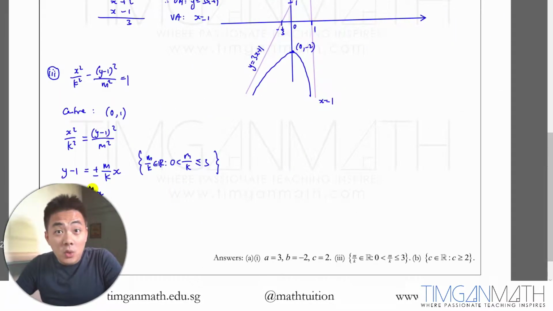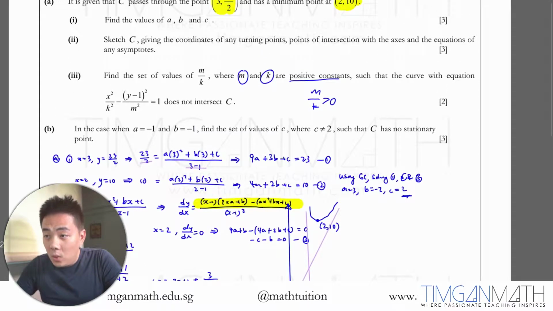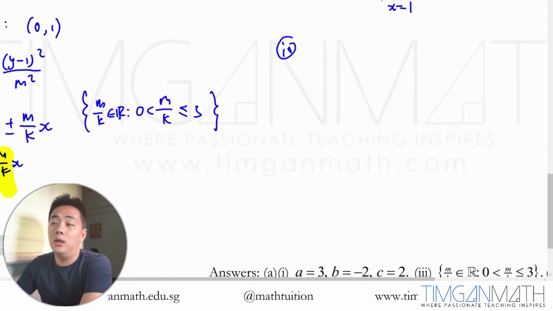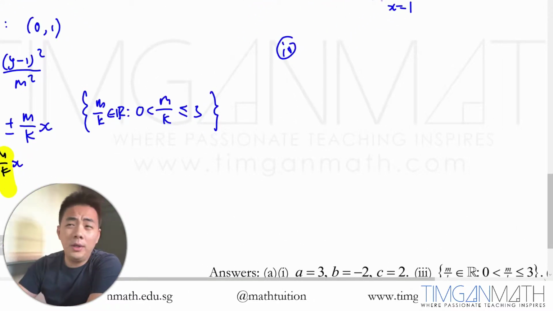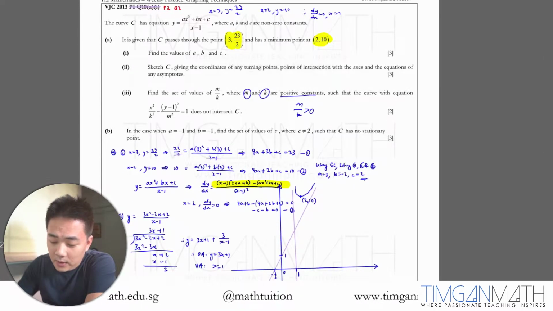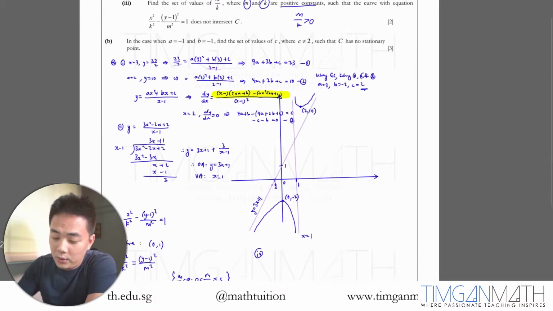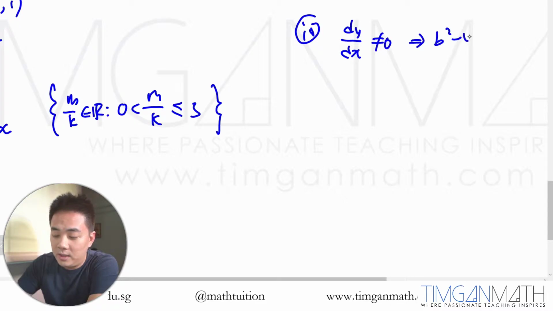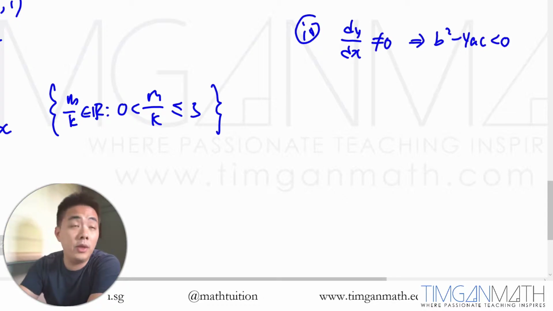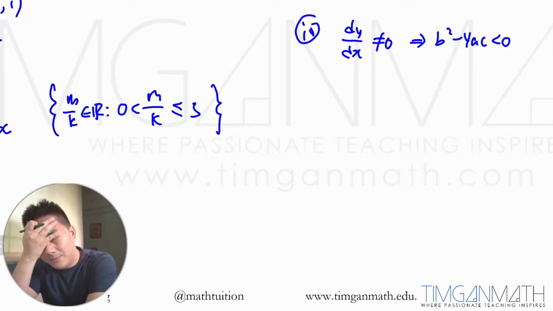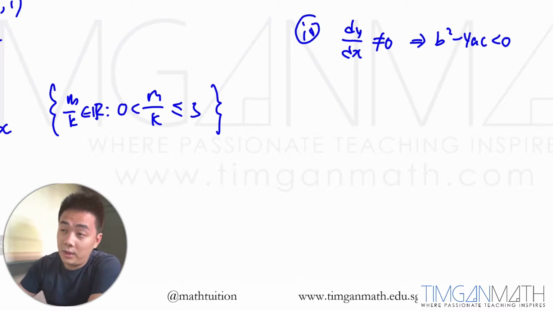Any questions or comments, please do ask me. Part 4 is all right. Part 4, I think we just need to use the discriminant. In the case where a is minus 1 and b is minus 1, find the value of c where it has no stationary point. So we are looking at dy/dx. We do not want dy/dx to equal 0, so b squared minus 4ac has to be less than 0, because the numerator of the derivative is a quadratic.